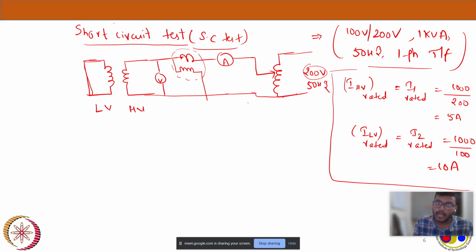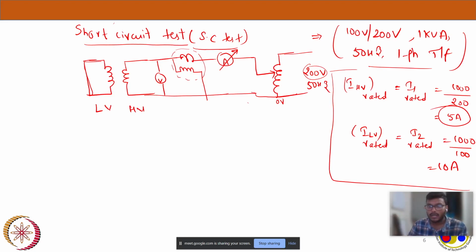So what I will do, I will start my auto transformer from the 0 position, 0 volts initially. I will slowly turn that auto transformer. I will slowly increase the voltage of my HV side, so that the current in my HV side won't cross 5 amps. Because I know my rated HV side current is 5 amps, I will turn my auto transformer slowly from 0 volts till I reach 5 amps in the HV side current, because that's my rated current. I can't go beyond 5 amps.